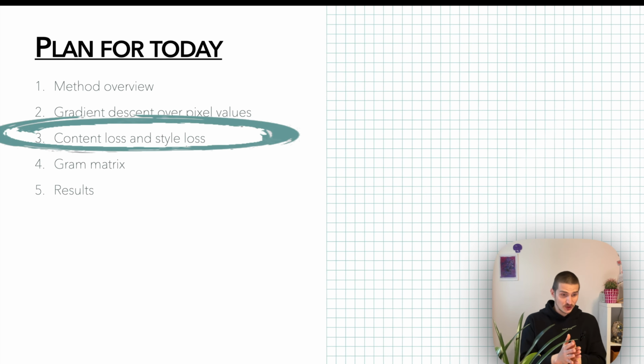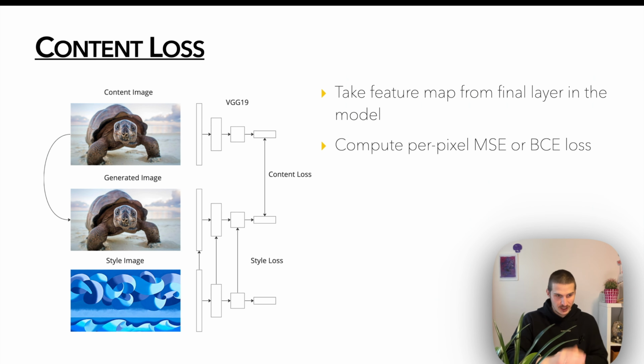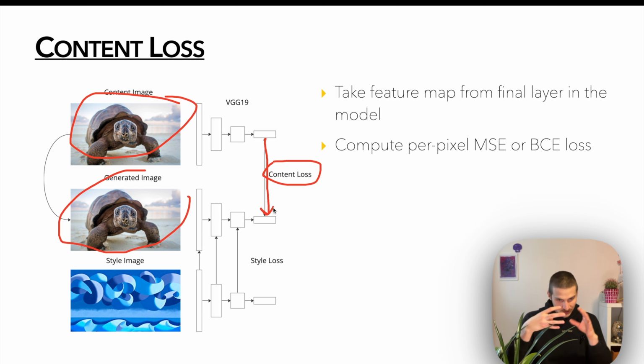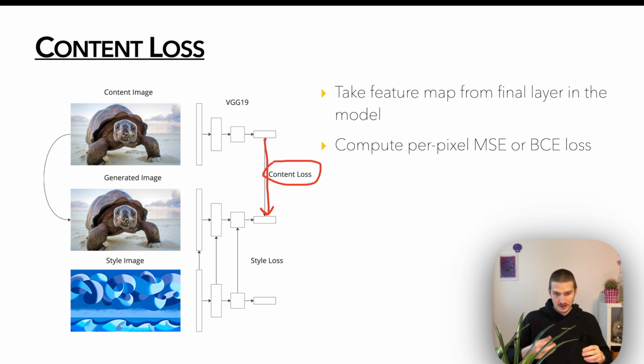Now let's discuss content loss and style loss. So why exactly do we get this feeling of wavy texture from the style image and then the content of the turtle from the content image? So what constitutes the content and the style? So first, content loss. How do we do that? So we have our content image, we have our generated image. We pass both of them through our VGG19 network. And then for content loss, we are only going to use the final layer output. So the final downsampled representation with low resolution, a lot of channels. And then we'll compare them by using just per pixel mean squared error.